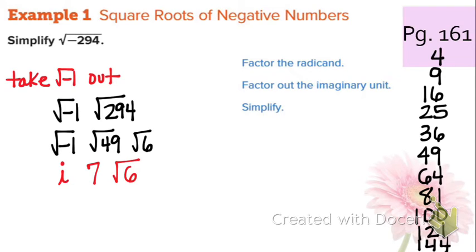Your last step is to switch these two, because when you're talking in math, we always put the number first. So like we don't say x3, we say 3x. So when you switch it, your final answer would be 7i root 6.